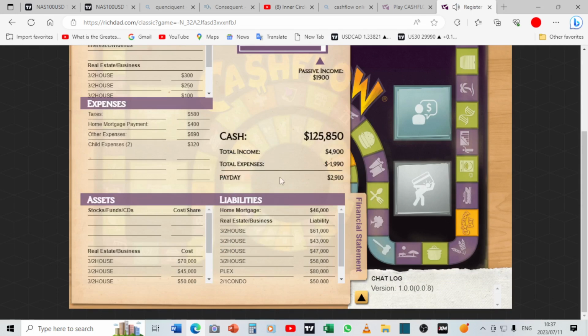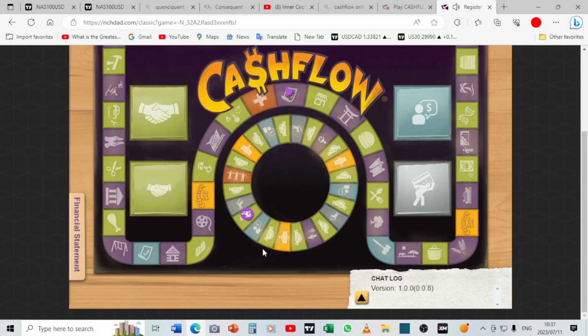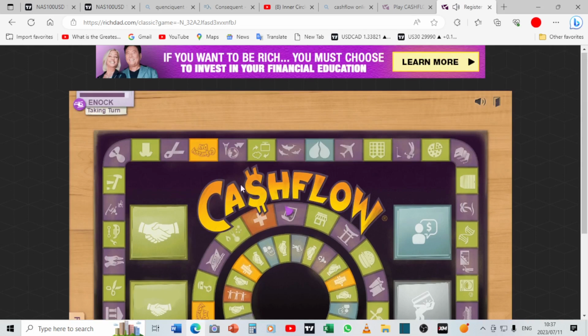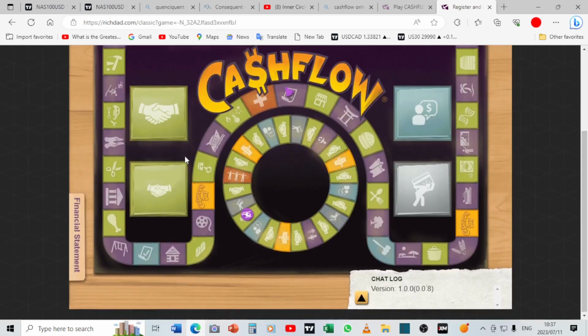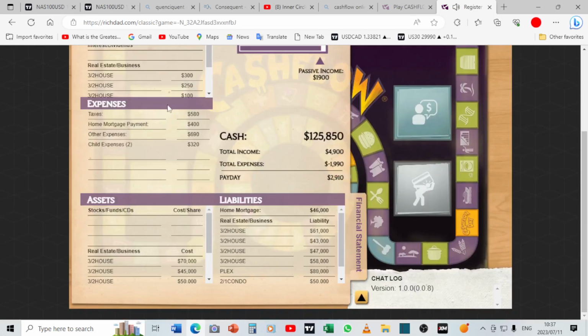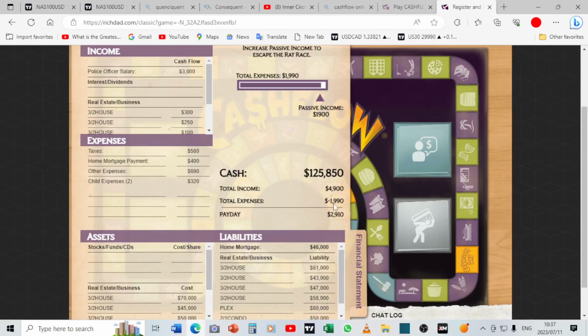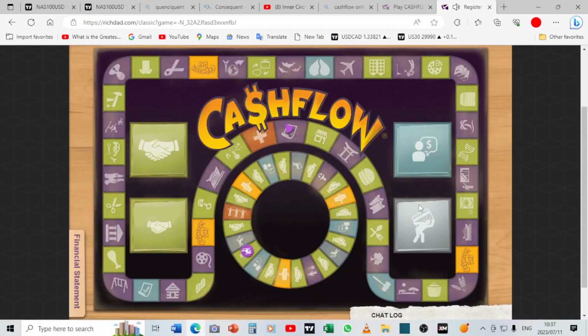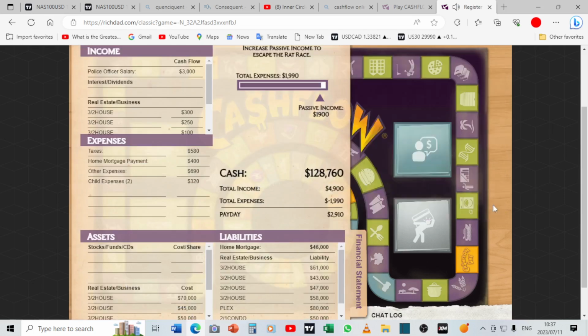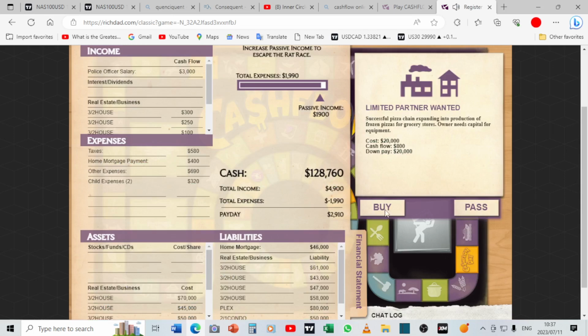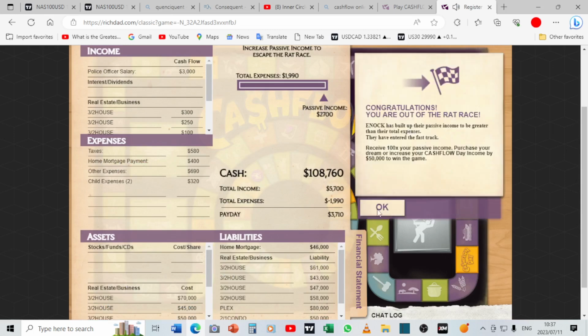Total income is 4.9k. Total expenses is less than 2k. I think it has jumped, guys. Okay, guys, by the way, I was not that far from reaching my goal of 30,000. My passive income was supposed to be more than the 30,000. And let's just end it. Now go big. We don't care. 800,000, just buy. Congratulations, you passed.